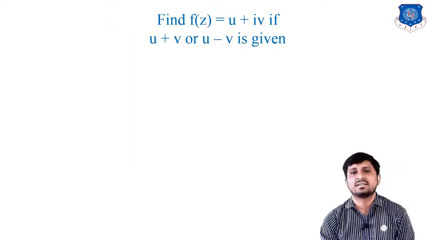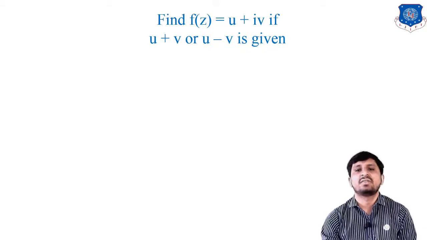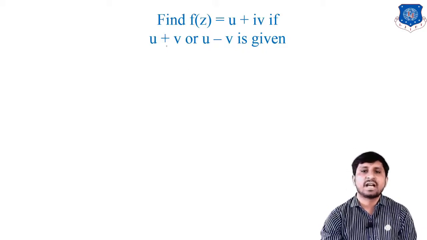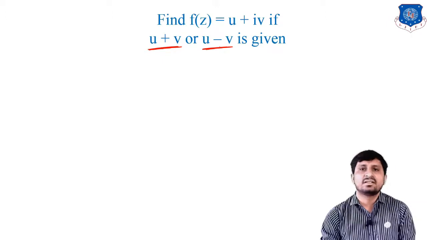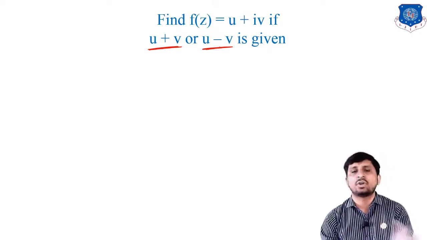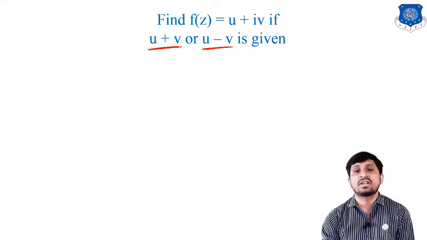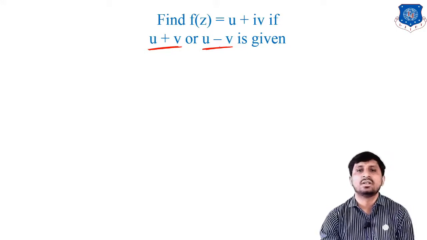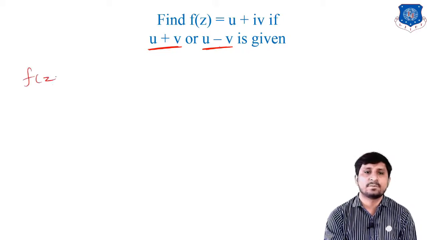So the next topic is to find f of z, that is equal to u plus iv, if u plus v or u minus v is given. Up to this point we solved those types of examples in which either u is given or v is given and we find f of z. Now in this type of example we have u plus v or u minus v and we want to find f of z. For that you have to follow this procedure.